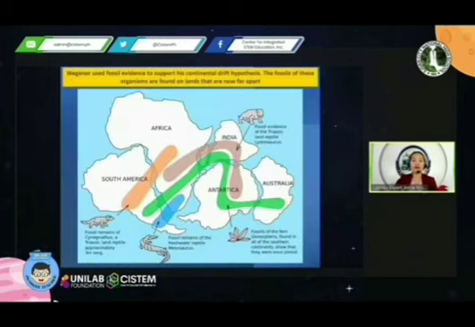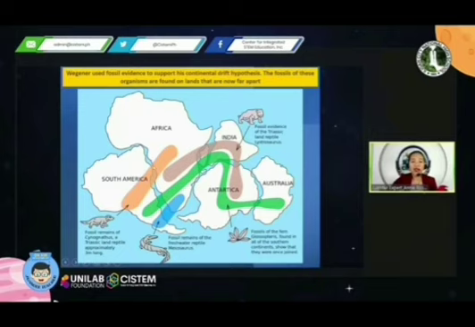Okay, let's proceed. So Wegener used fossil evidence to support his continental drift hypothesis. So the fossils of these organisms are found on lands that are now far apart. So combining all the paleontological evidence discussed, these fossils can connect the continents based on their distribution patterns. Okay, so they are distributed to the different parts of the continents presented here. So this gives us the second evidence of the plate movements, which is the apparent fit of the continents.